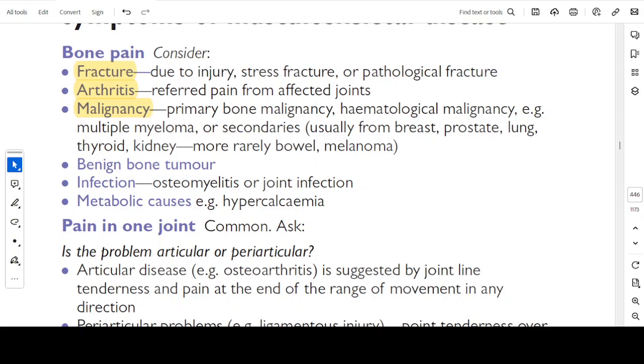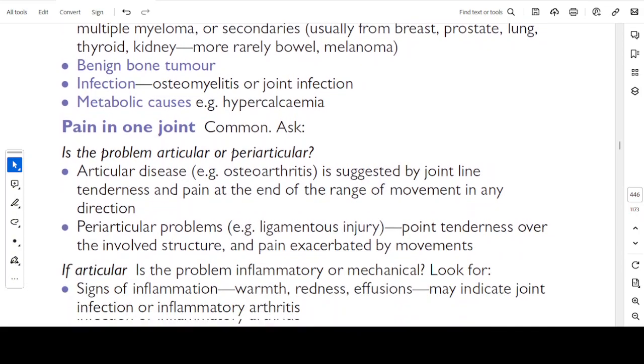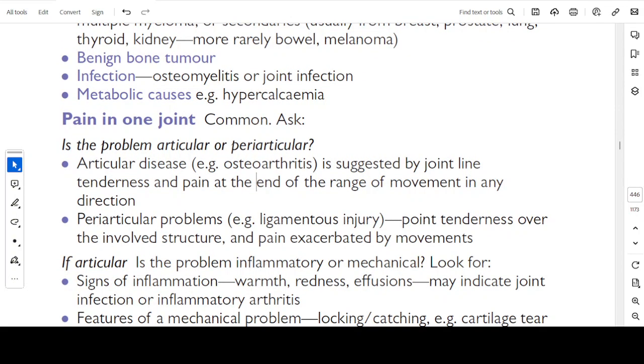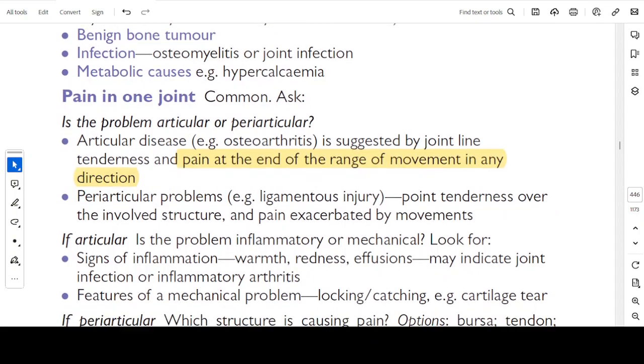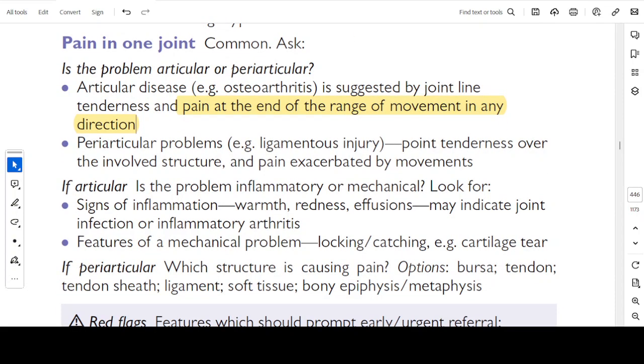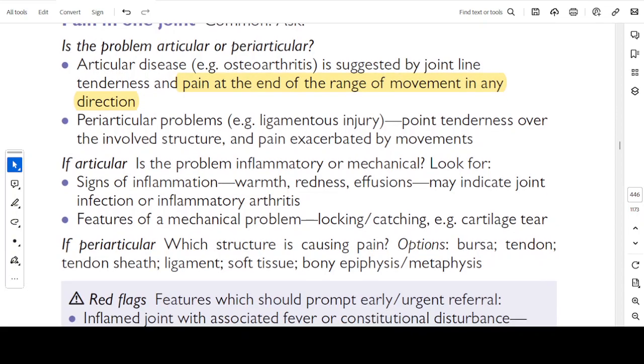Benign bone tumor, infection, osteomyelitis or joint infection, metabolic causes, for example hypercalcemia. Pain in one joint is common. Ask, is the problem articular or periarticular? Articular disease, for example osteoarthritis, is suggested by joint line tenderness and pain at the end of the range of movement in any direction. So pain at the end of movement in any direction is an articular disease. Periarticular problems, for example ligamentous injury, show point tenderness over the involved structure and pain exacerbated by movements.